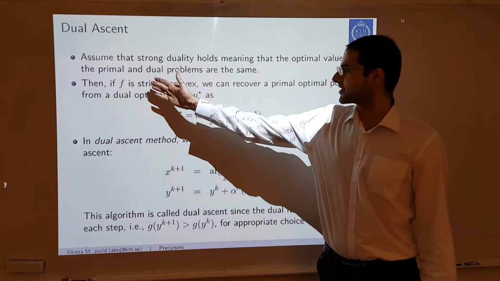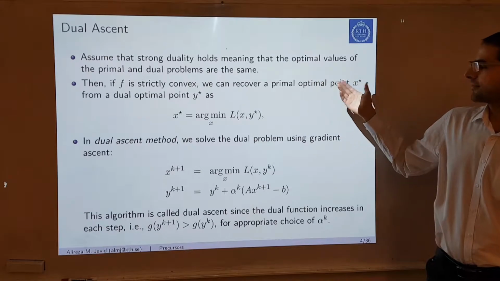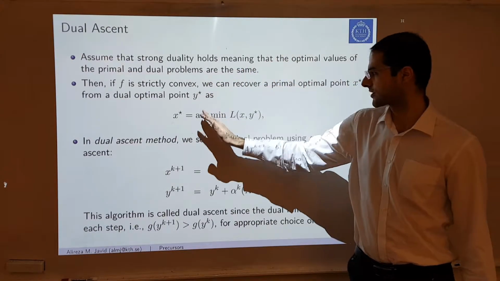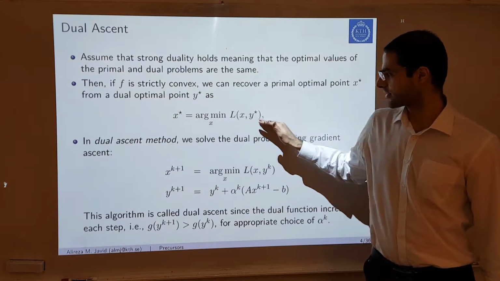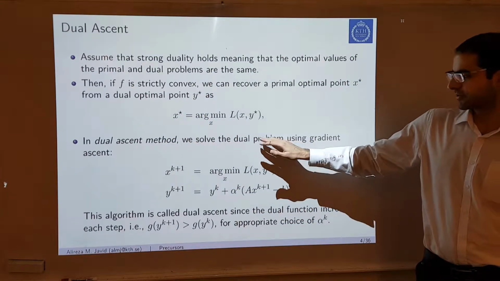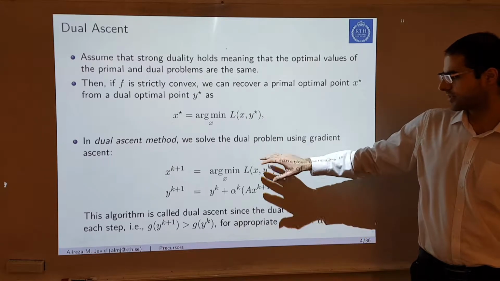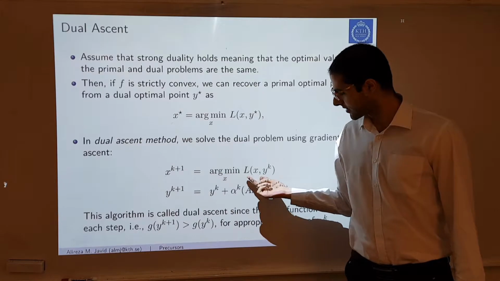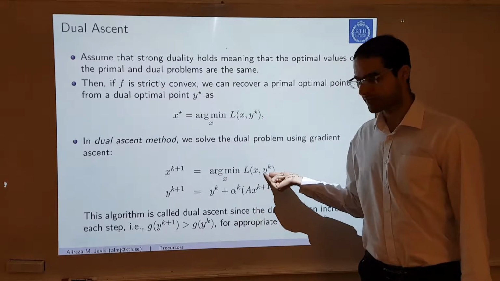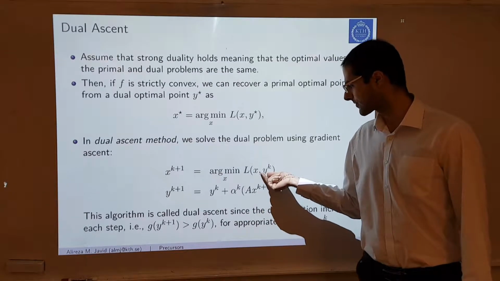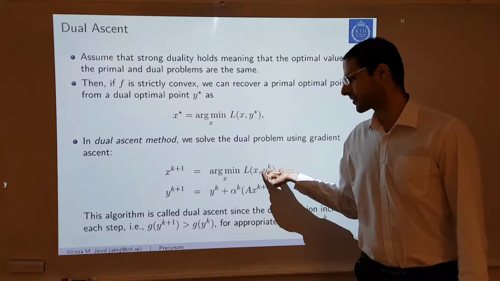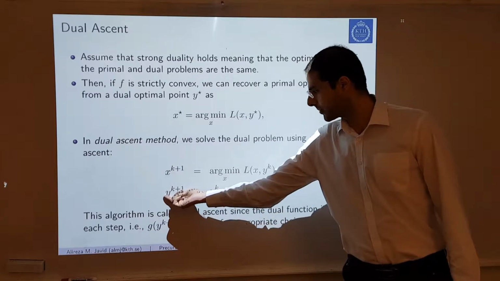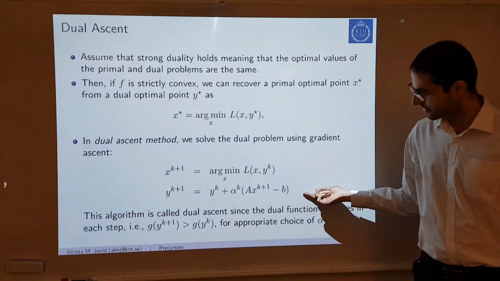When f is strictly convex, we can find the optimal value by solving the dual problem. Then this is the relationship. In the dual ascent method, in order to find this solution, we use this alternating approach. First, we minimize the Lagrangian over x, with y fixed. Let's start from iteration 1. We fix y, which is usually 0. We find some x and then update the dual variable by this.